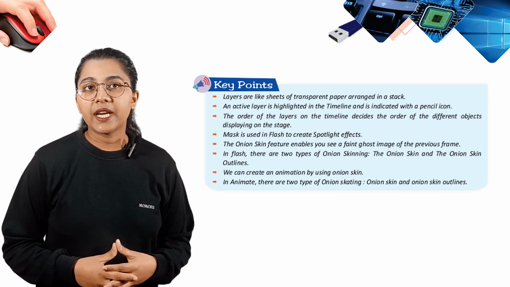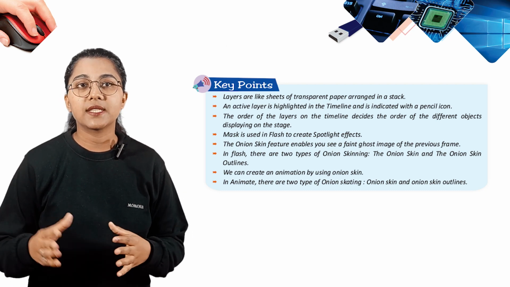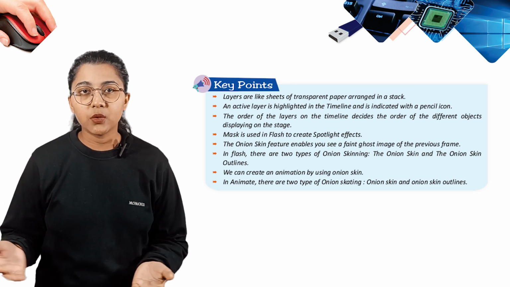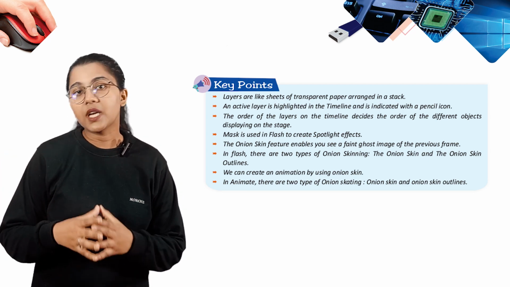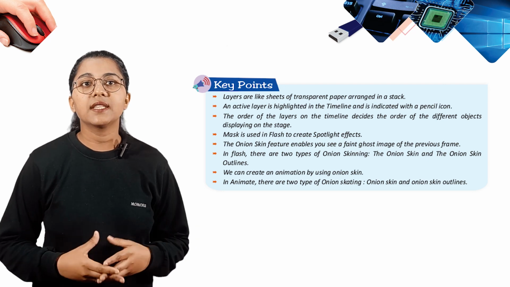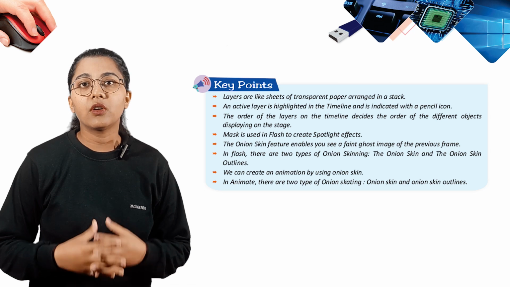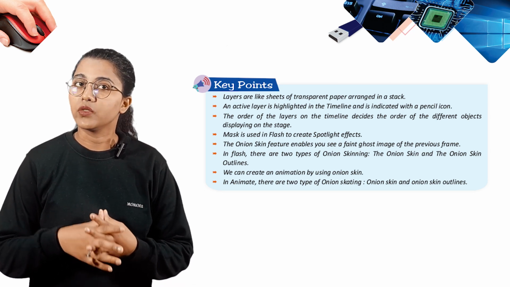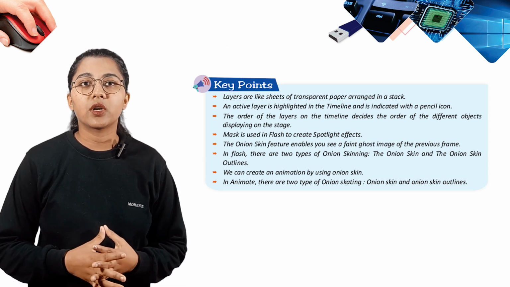नेक्स्ट, an active layer is highlighted in the timeline and it is indicated with a pencil icon. जो हमारी एक्टिव लेयर होती है वो हमें हमारी टाइमलाइन पे एक हाईलाइटेड पेंसिल के थ्रू दिखाई देती है, जिससे हमें समझ आ जाता है कि ये लेयर एक्टिव है. नेक्स्ट, the order of the layer on the timeline decides the order of the different objects displayed on the stage. Next, mask is used in flash to create spotlight effect.